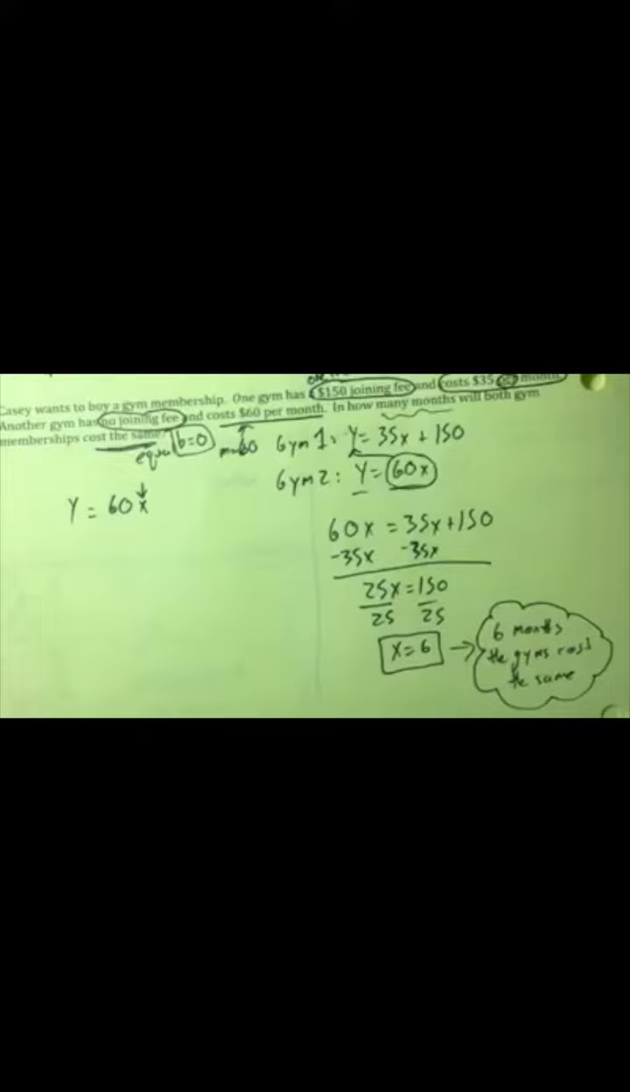Now, just to double check, let's figure out how much these are going to cost. We could substitute this x into either equation. I think it's going to be easier in the bottom one. So if we write this as y equals 60x and substitute 6 for x, we get y equals 60 times 6, or y equals 360. And again, y is our total cost, so this means that after 6 months, both gyms will cost $360.